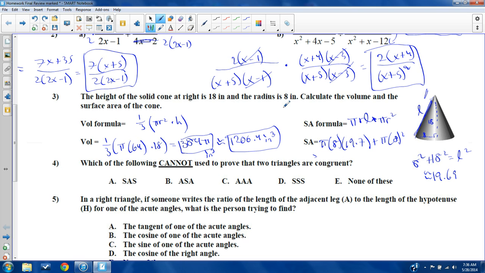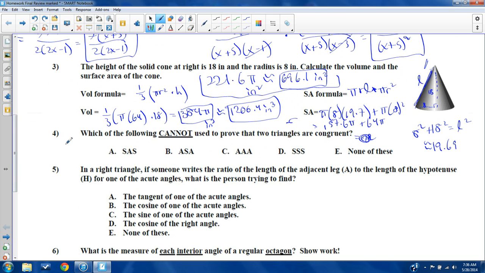So this number, L times 8, is about 157.6 pi. I know I'm running out of room, I'm sorry. Plus 64 pi. So that's about 221.6 pi. Sorry, one second. Let me write it up here. 221.6 pi, which that's square inches, which is times pi, 696.1 square inches.